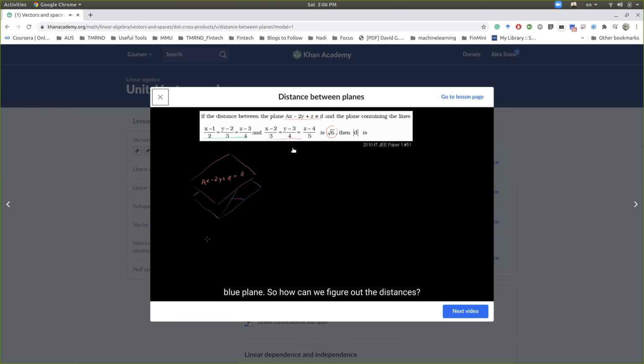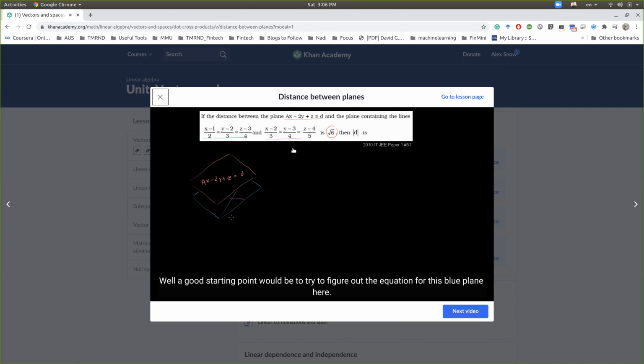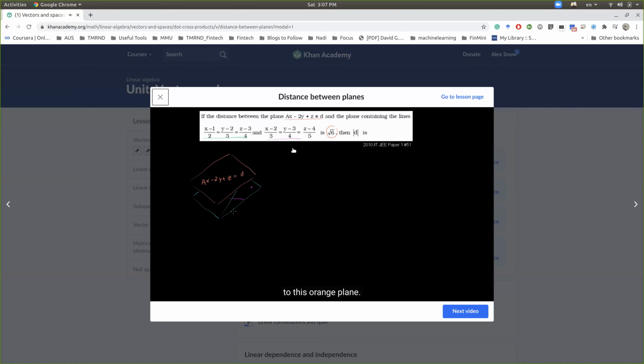So how can we figure out the distances? Well, a good starting point would be to try to figure out the equation for this blue plane here. And since these planes are parallel, this equation should look very much like this orange equation, at least on the left-hand side. It might just have a different d value, because it has the exact same inclination. And once we figure out the equation for this plane, then we could figure out what A is. Then we could find some point on the blue plane, and use our knowledge of finding the distance between points and planes to figure out the actual distance from any point to this orange plane. So let's figure out the equation of this blue plane first.